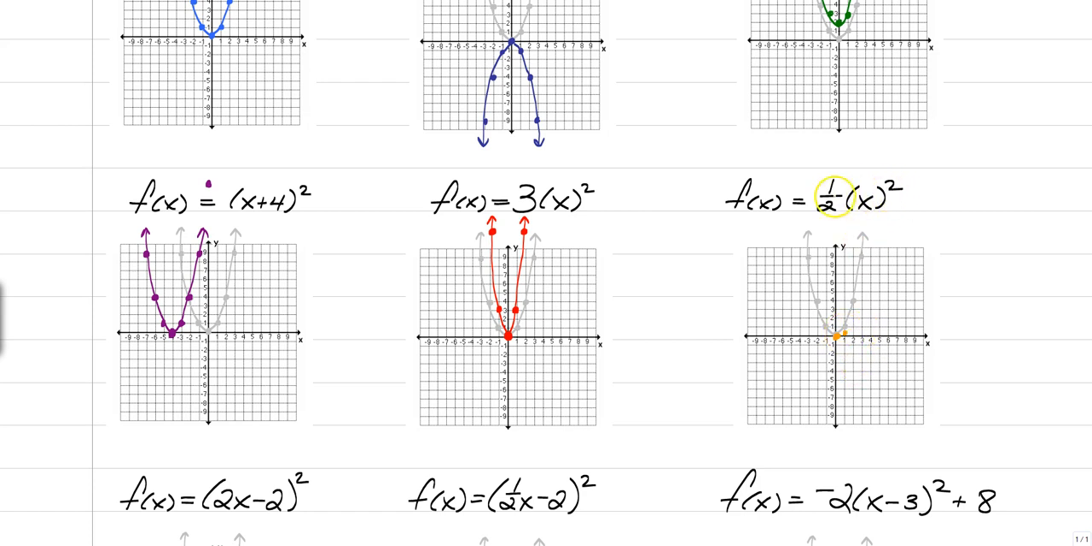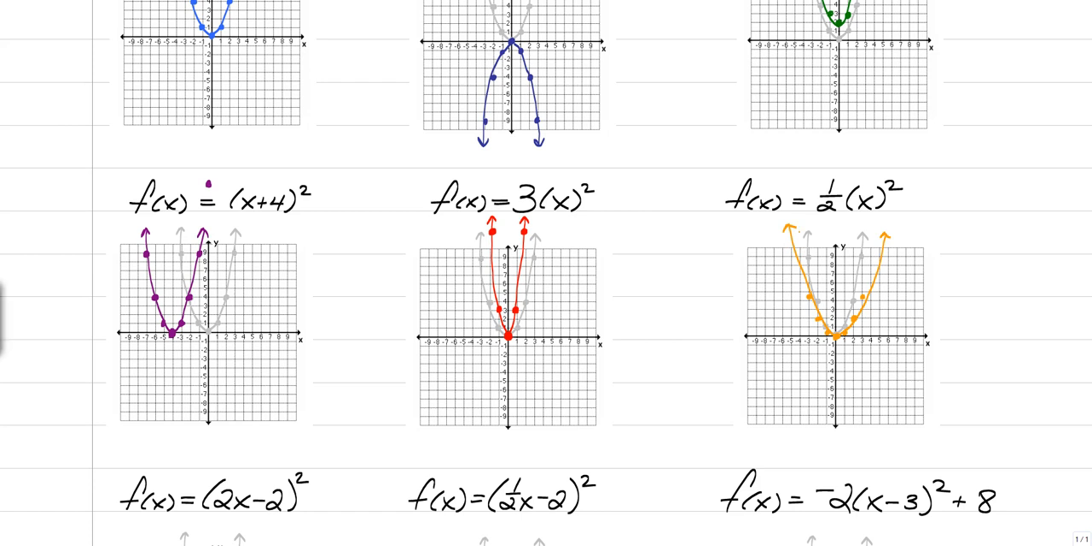2 squared is 4 times 1/2 is 2. So where we would usually be up at 4, we're now only down at 2. And the same thing would happen if we were to go backwards as well. So half of 9 would be 4.5. So this is why when you are multiplying a by a fraction smaller than 1, it compresses the graph vertically, because we're multiplying all the y values by 1/2.